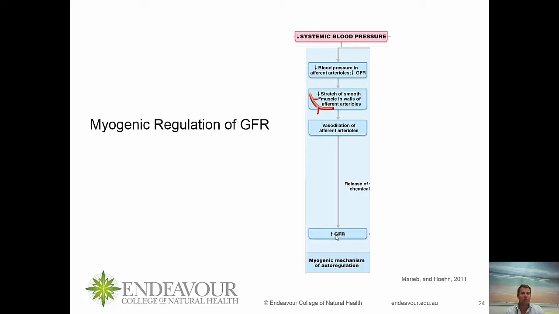We first talked about the example with an increase in stretch. This is an example where we're talking about a decrease in stretch. And the result is we've returned GFR back to normal through a myogenic mechanism of sensing stretch or lack of stretch and changing the diameter of the blood vessel.